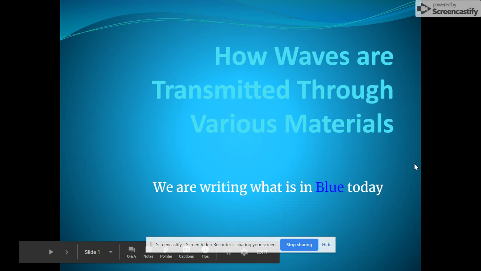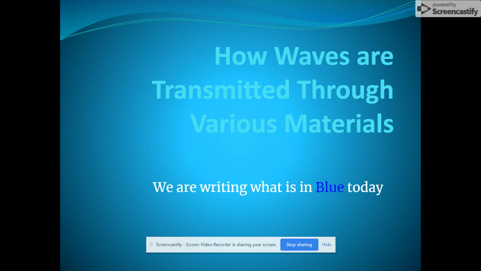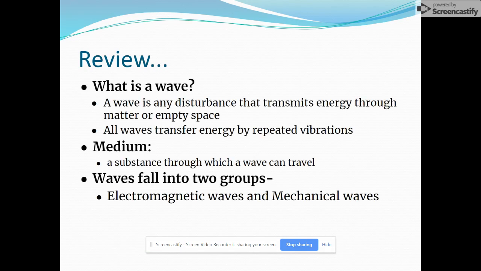Okay, happy second quarter. We're taking a look at how waves are transmitted through various materials. It says we're writing what's in blue today, but obviously your notes are your own, so you can take notes as you feel are appropriate. So that is up to you. We're just going to do a quick review here. You probably don't need to write these things down.